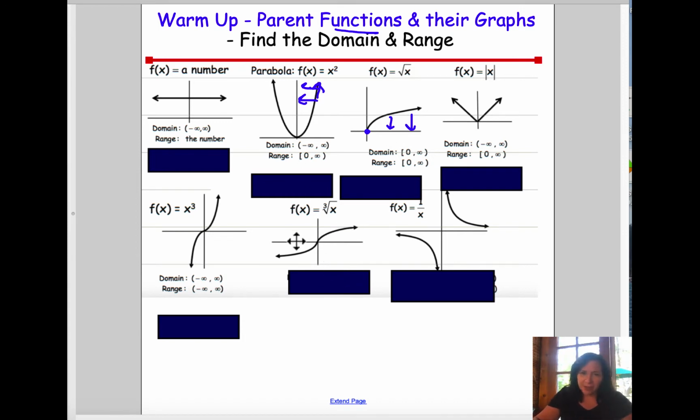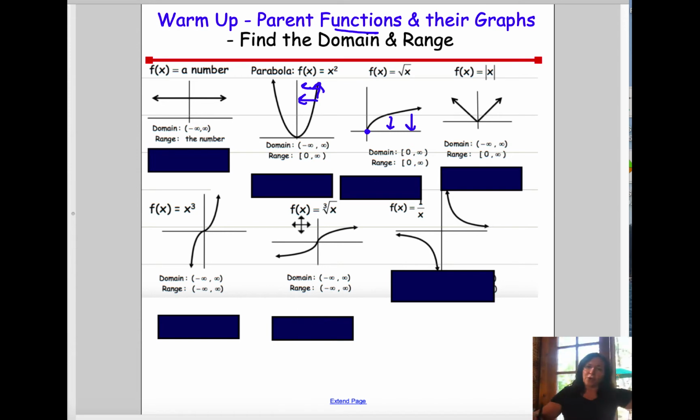All of these are functions, by the way. Yes, it's a function, but my domain is going to go left to right. So that's going to be negative infinity to infinity, as well as my range, which is going to drop down, and up high is not going to stop. And so that's also infinity.